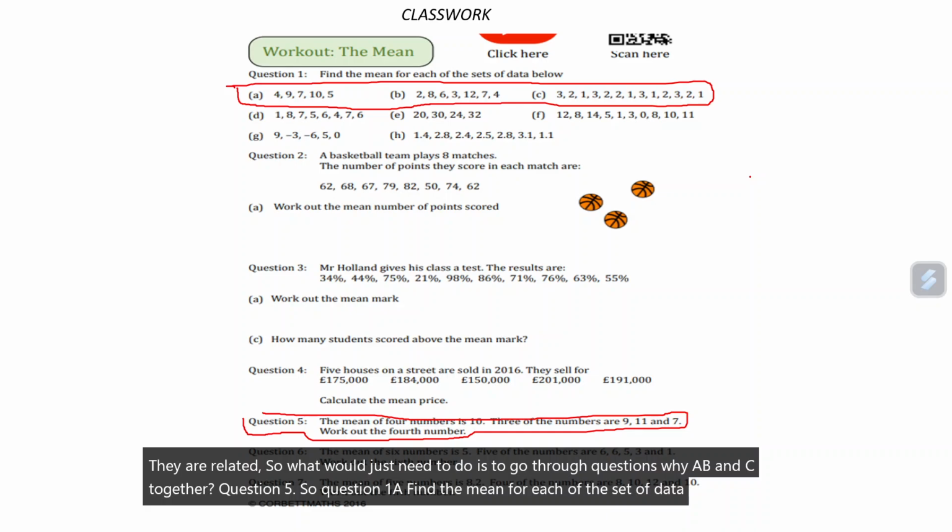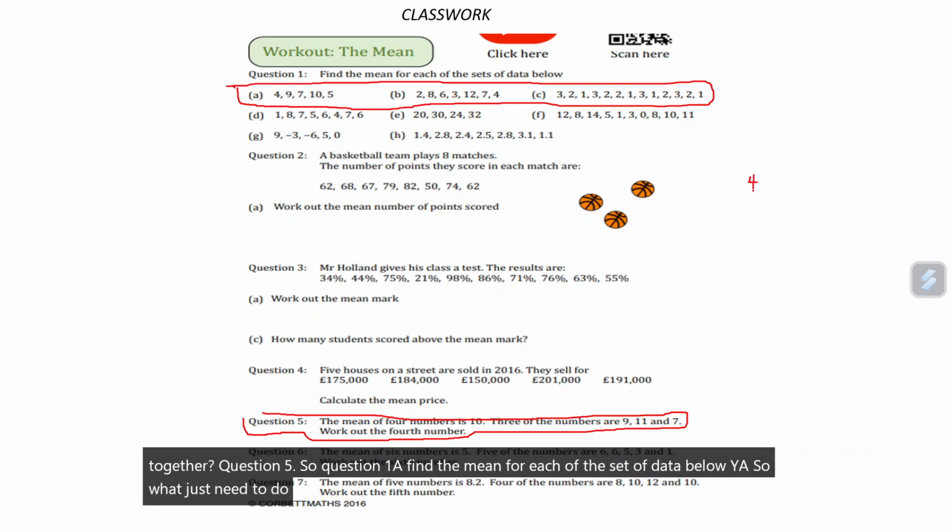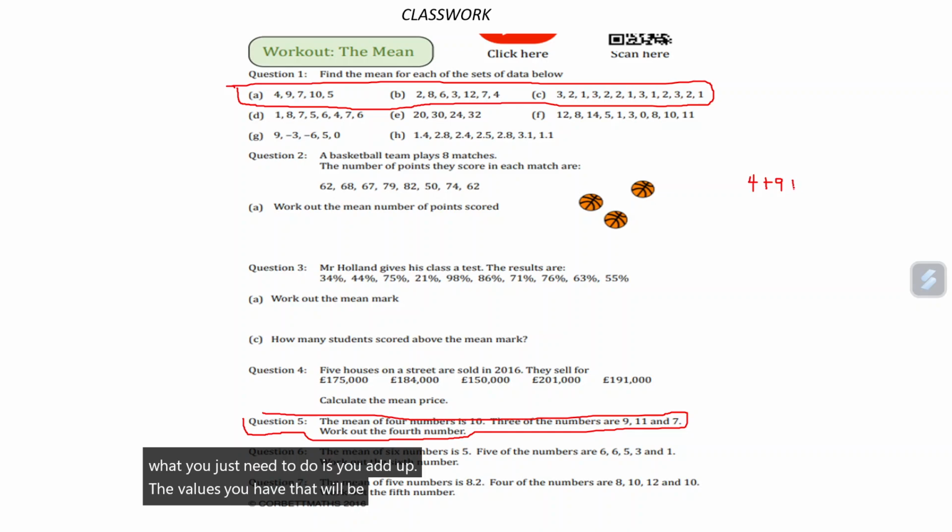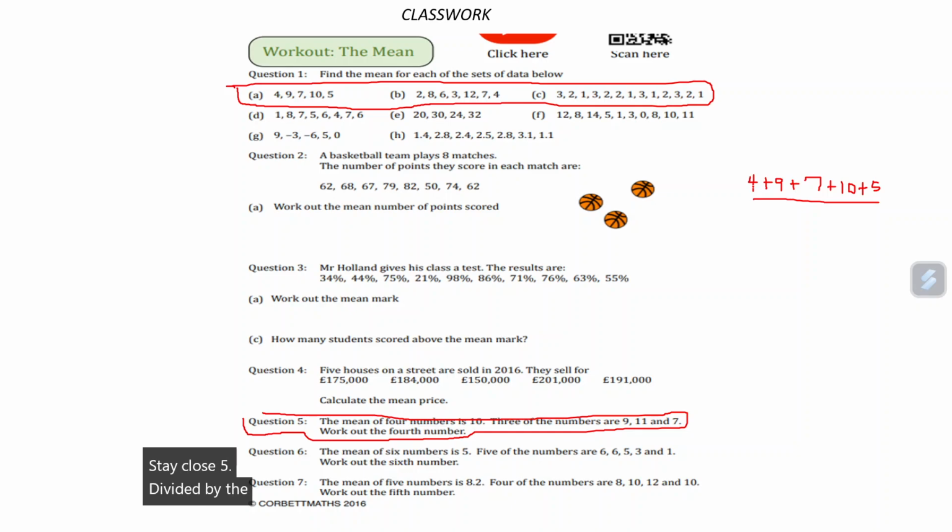1A. So what you just need to do is you add up the values you have. That will be 4 plus 9 plus 7 plus 10 plus 5, divided by the total number they are. That's 1, 2, 3, 4, 5.